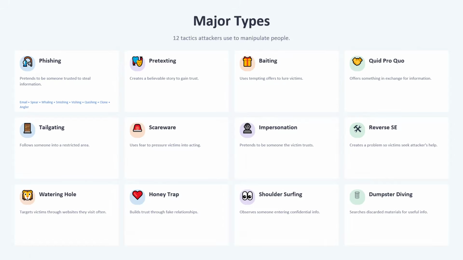But then there's also shoulder surfing, which is one of the simplest forms of social engineering. You don't need any tools or anything.